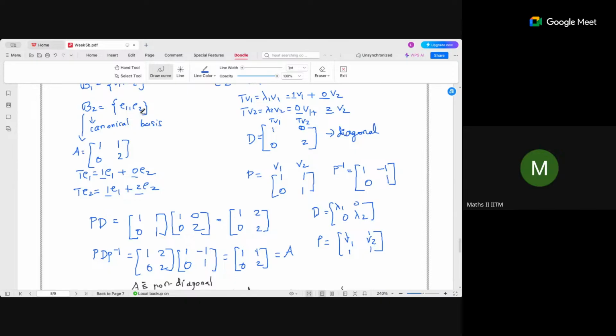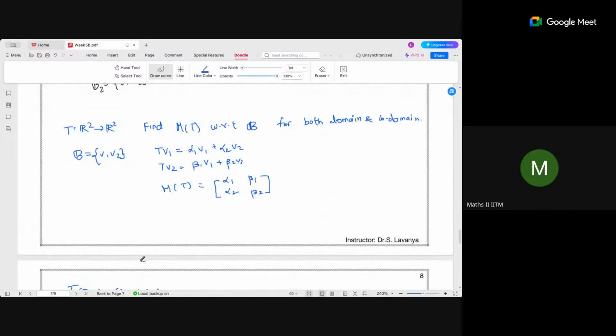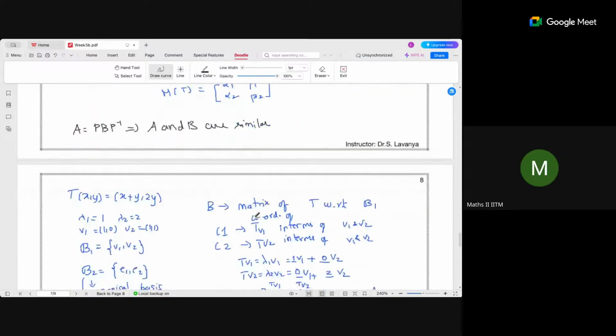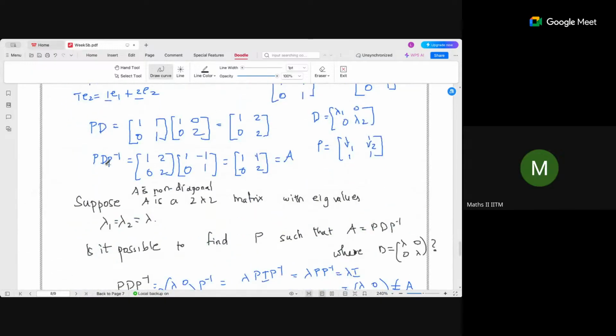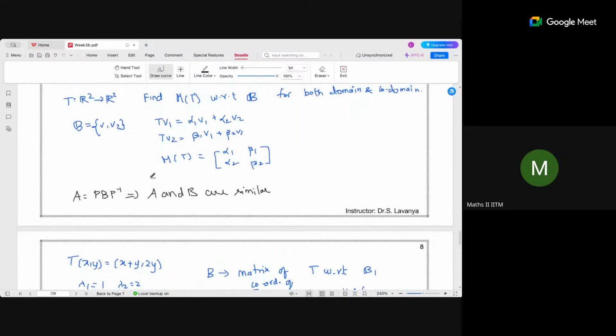Okay. Now, what is this doing? You don't have to think in the way like A, P, D, P inverse. If we forget about diagonalizability, in general, if we have something like A is equal to PBP inverse, then we say that A and B are similar. This is a definition. Here we are making A similar to a diagonal matrix. Now A is similar to a diagonal matrix. This is a definition we are not using in this course.